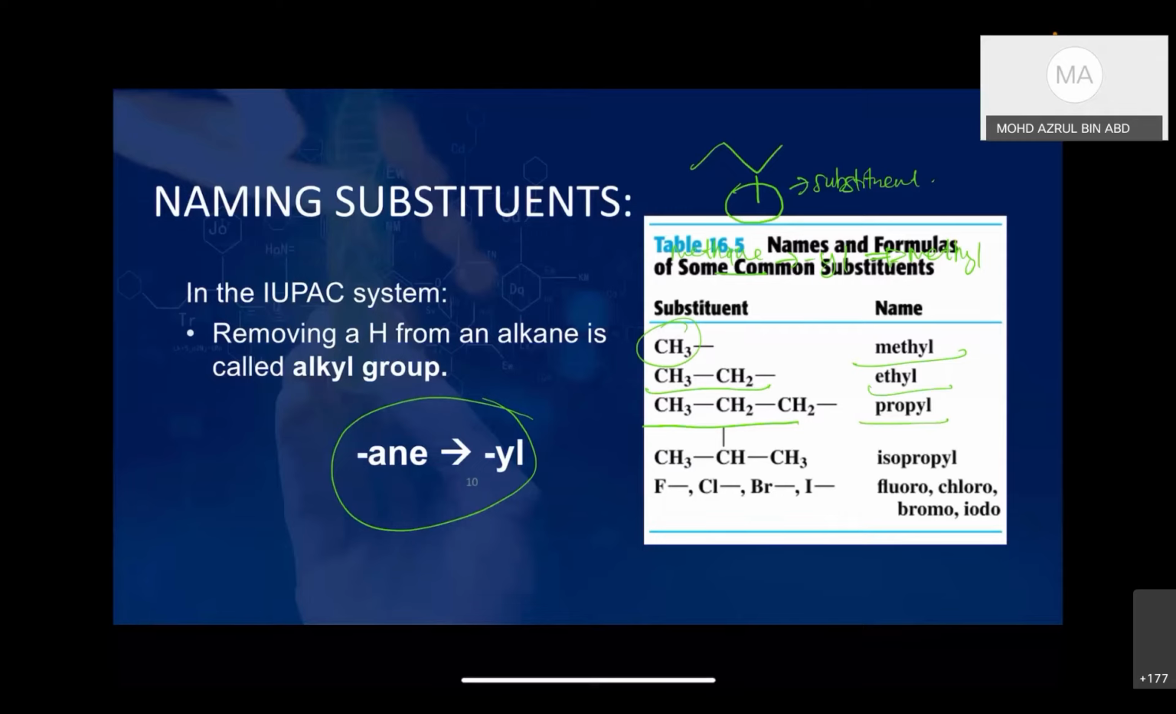For isopropyl, you can draw the isopropyl substituent like this: CH, CH3, and then CH3. Or if you want to draw it in the skeletal structure, it is like a fork shape. Okay. And then this substituent isopropyl is similar to the previous slide that I shared with you.